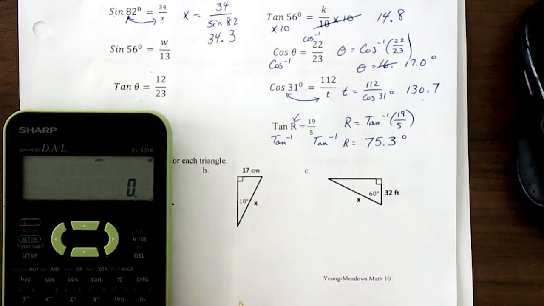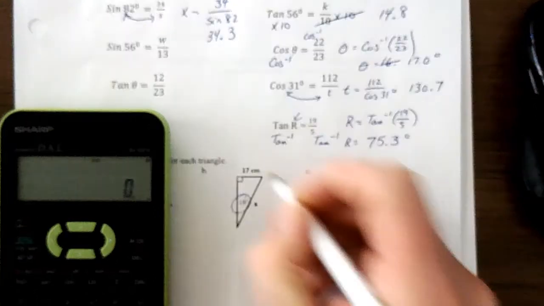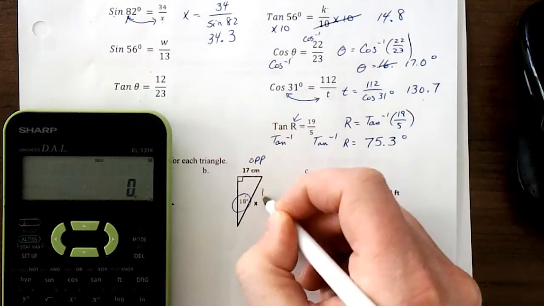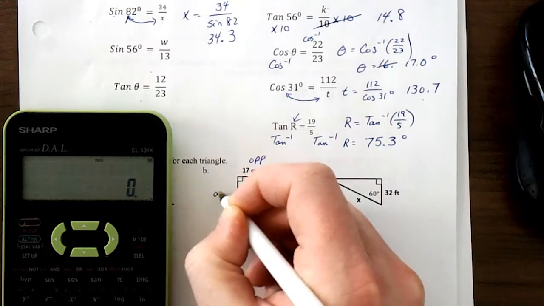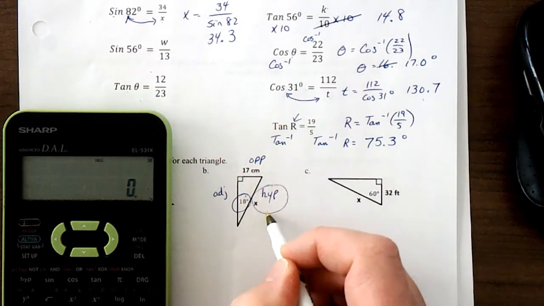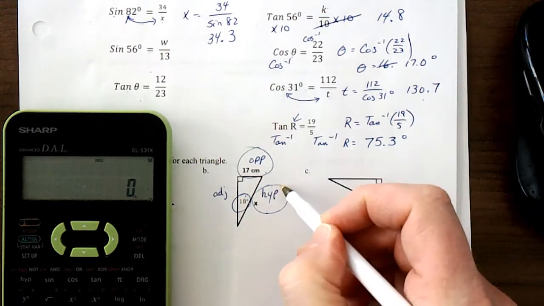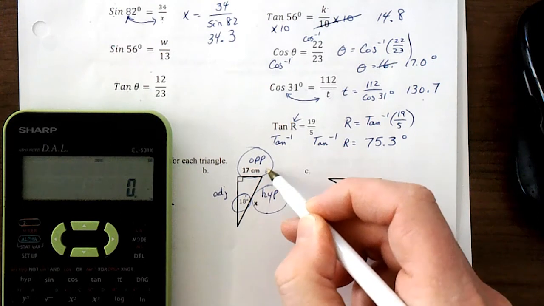Okay, for the triangles, we have to go through all the steps. Step 1, label the sides. Don't skip this. This is my angle, opposite, hypotenuse, adjacent. Now, x is here, so hypotenuse, opposite has a number, so I need to find the ratio that has these two, opposite and hypotenuse.